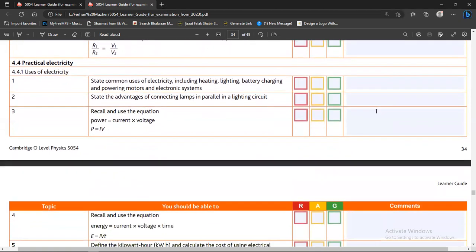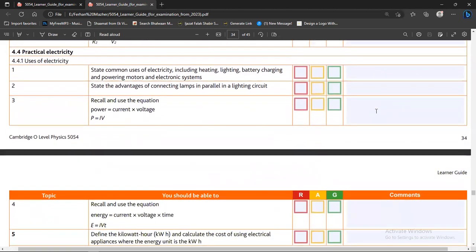Practical electricity. State common use of electricity, including heating, lighting, battery charging, and powering motors and electronic systems. State the advantage of connecting lamps in parallel in a lighting circuit. Recall and use the equation: power is equal to current multiplied by voltage, P equals IV.